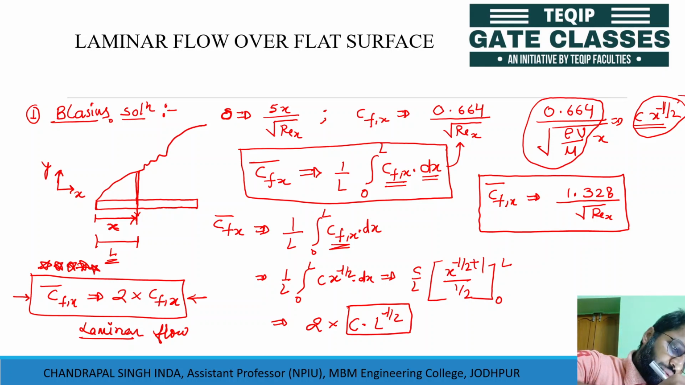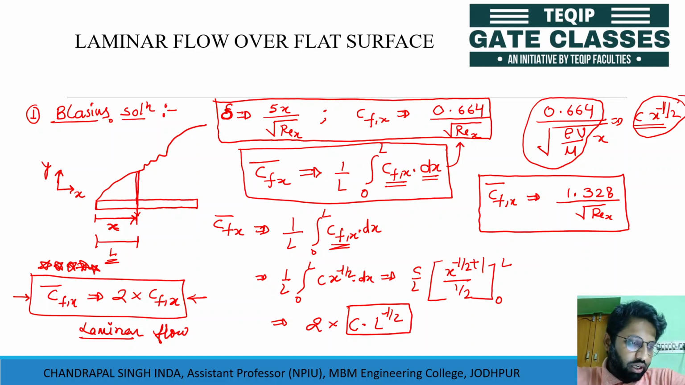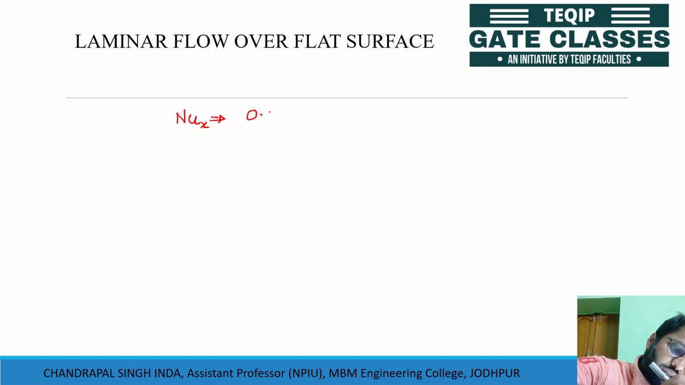These two results were obtained by Blasius, and based on these two results, his PhD student used and solved the energy equation. After solving the energy equation, the result obtained was that the local Nusselt number is equal to 0.332 times Reynolds number power 1 by 2 and Prandtl number power 1 by 3.